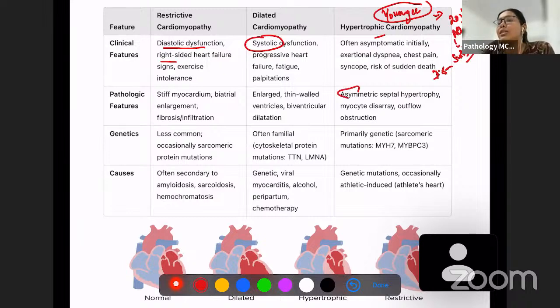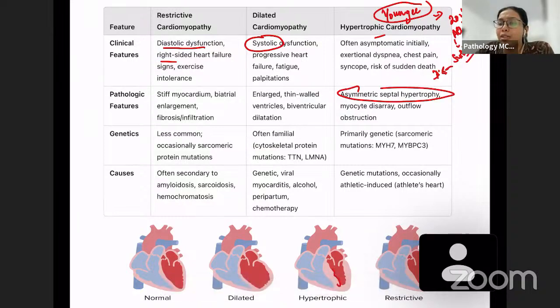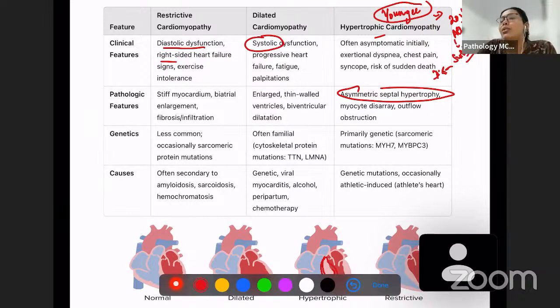It is asymmetric septal hypertrophy. In hypertrophic cardiomyopathy, you're going to see septal hypertrophy. The septum is extremely hypertrophic and asymmetric. Okay, myocyte disarray and also outflow obstruction.